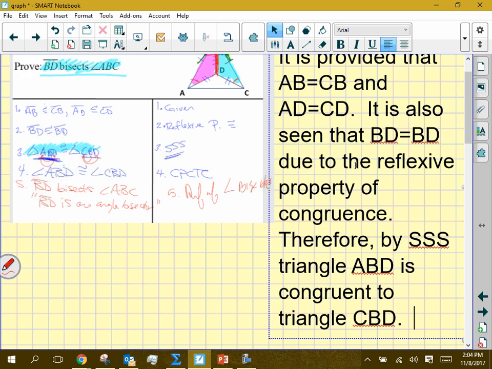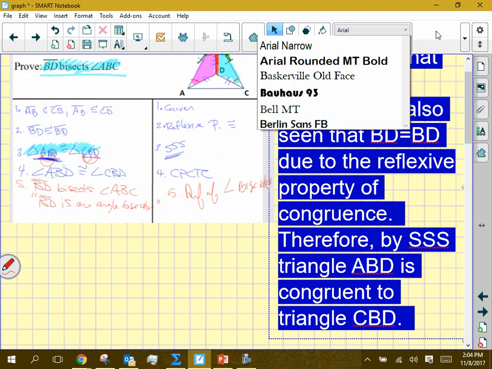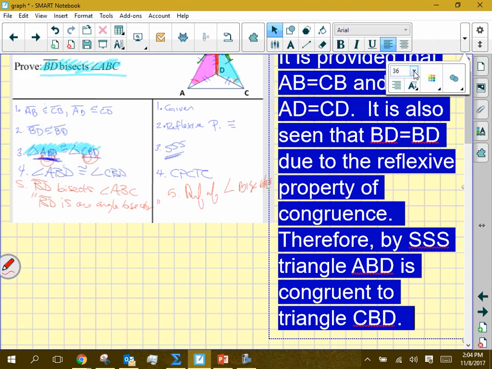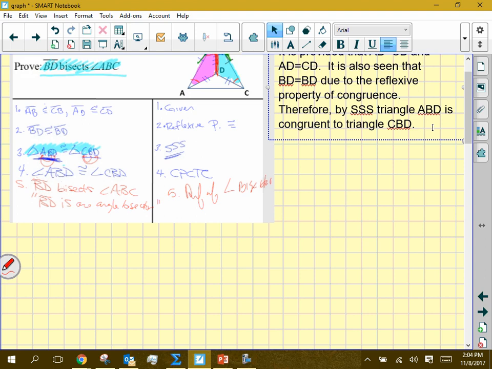Okay? Let me change the font on this real quick. Okay. Thus, angle ABD is congruent to angle CBD by CPCTC.